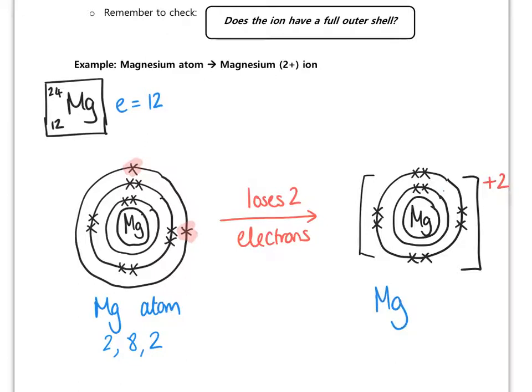How we write the formula is actually the number comes first. So it's actually Mg2+ rather than Mg+2. So you need to get into the habit of writing that correctly. So it's the Mg2+ ion. And now we can see our configuration is 2, 8. And you can see that yes, it fits the criteria that it has a full outer shell. So that's how you might draw the electronic structure of your ions starting from the atom. But there's a slightly quicker way to do it.